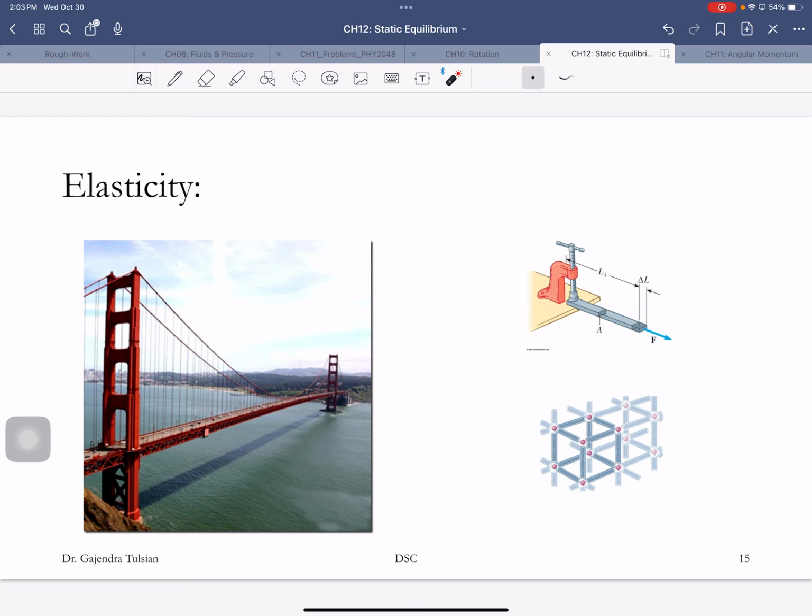What's that? They get pulled down. When you add weight, these cables will stretch. Okay? And when the weight goes away, what do you want the cable to do? Just go back to the original state. To go back to the original state.